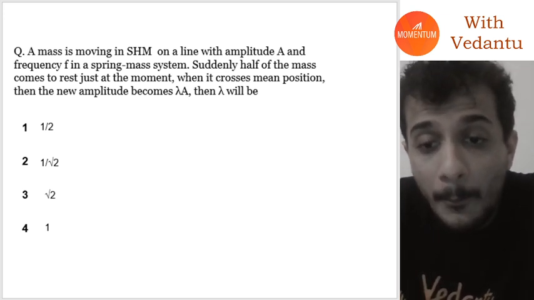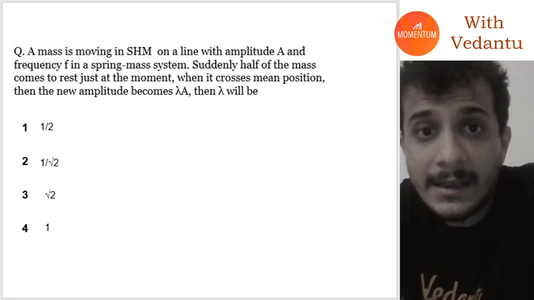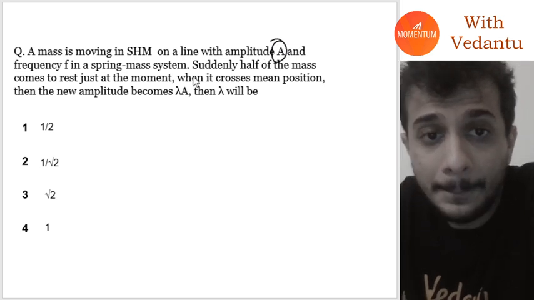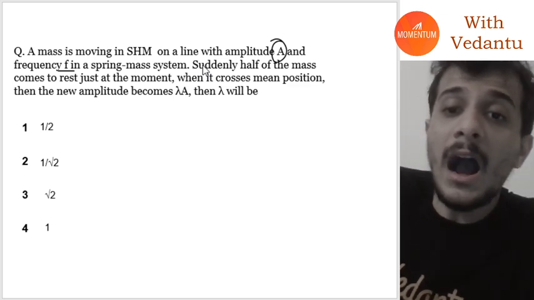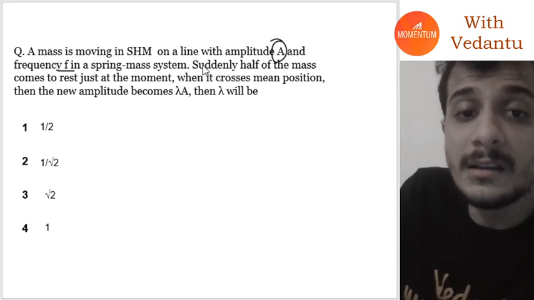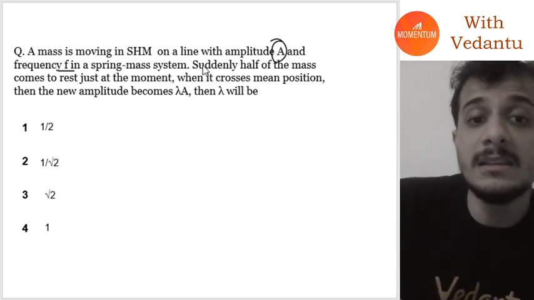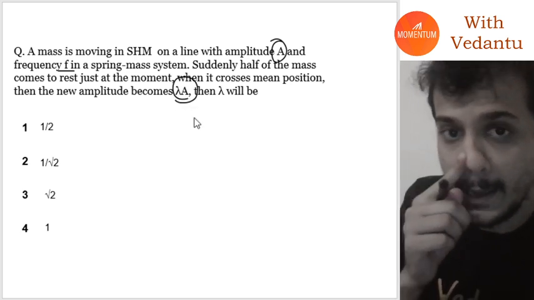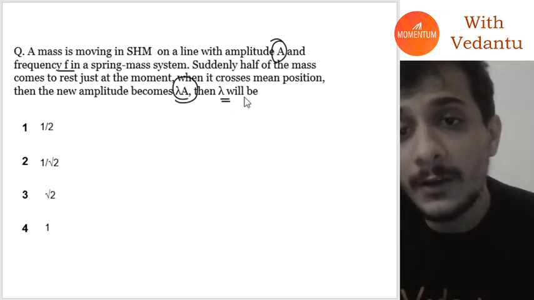I have a mass which is moving in SHM with amplitude A and frequency F in a spring mass system. Suddenly, half of the mass comes to rest just at the moment when it crosses the mean position. Then the new amplitude becomes lambda A. You have to find the value of lambda.